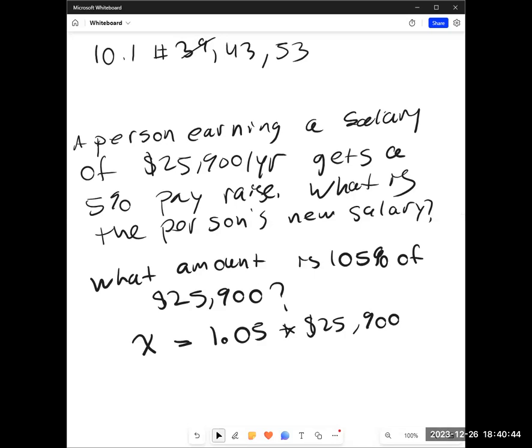I'm going to open up my calculator here. 1.05 times 25,900 gives me 27,195.